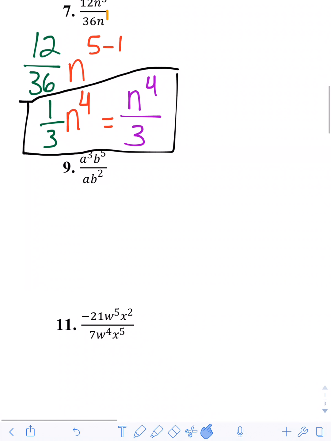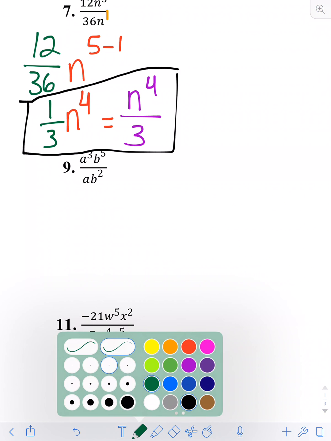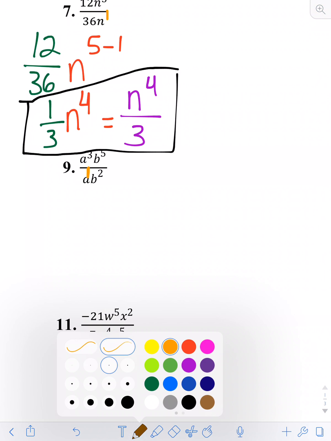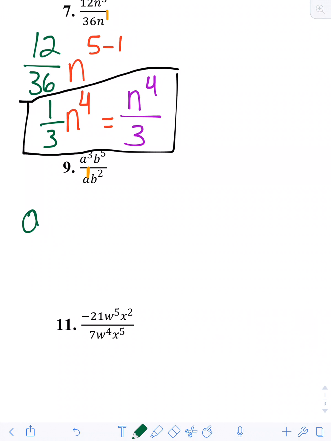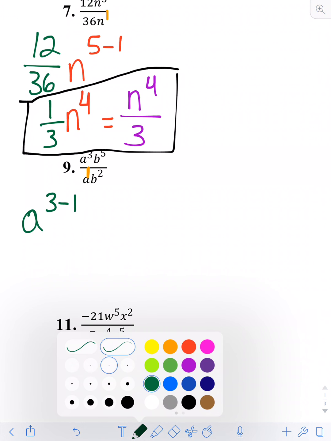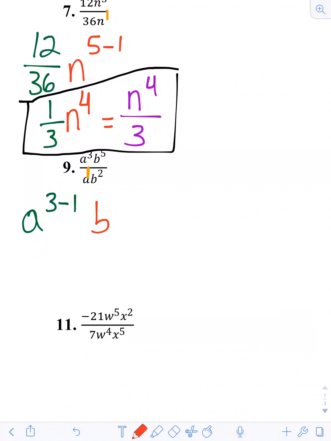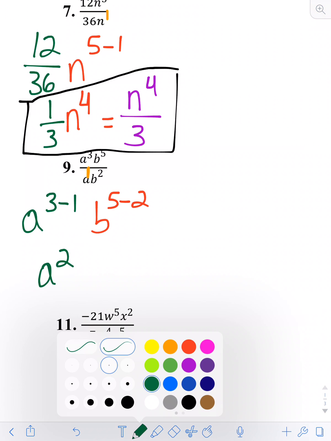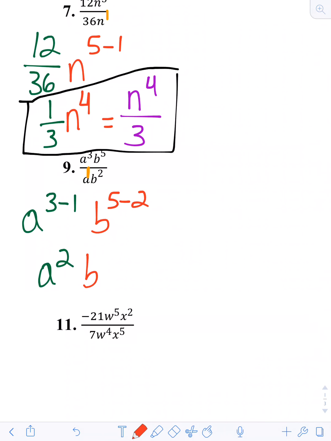All right, number 9. Again, we have two different variables. I'm going to go ahead and put the 1 here for my a. So we have a, 3 minus 1, and we have b, 5 minus 2. So we have a, 3 minus 1 is 2. We have b, 5 minus 2 is 3. And that is your final answer.